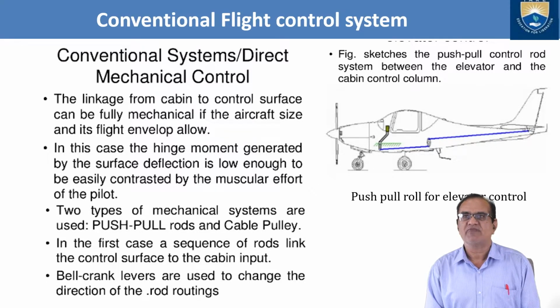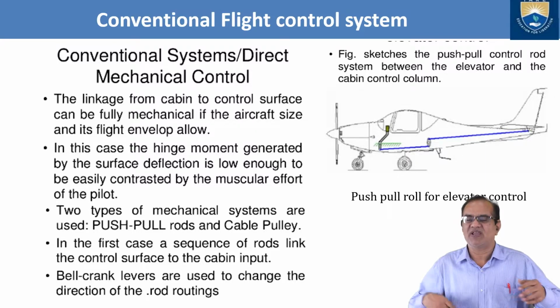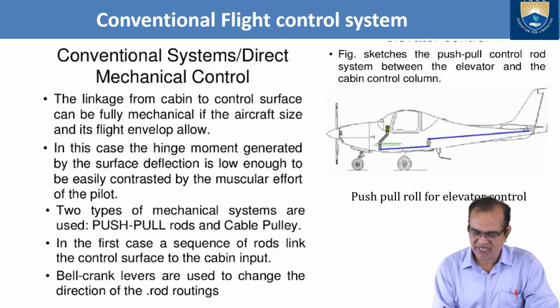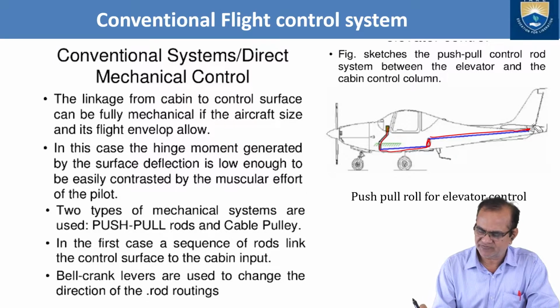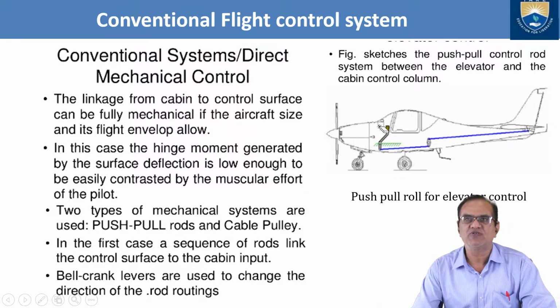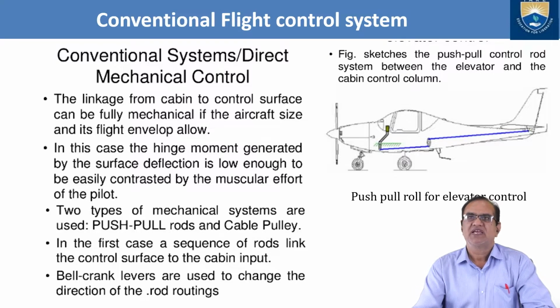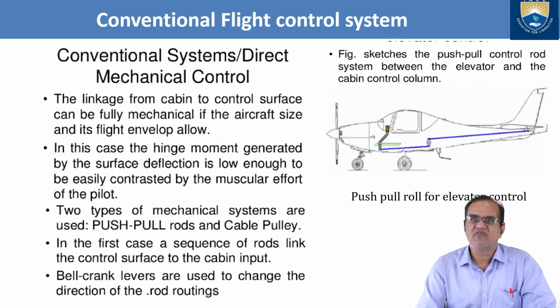The linkage from cabin to control surfaces can be fully mechanical if the aircraft size and the flight envelope are low. If you see here, this is small, so it is like a mechanical system. From here, it goes to all types of controls. So if the aircraft is very small, we can use it like this. In this case, the hinge moment generated by the surface deflection is low, easily counteracted by the muscular effort of the pilot.